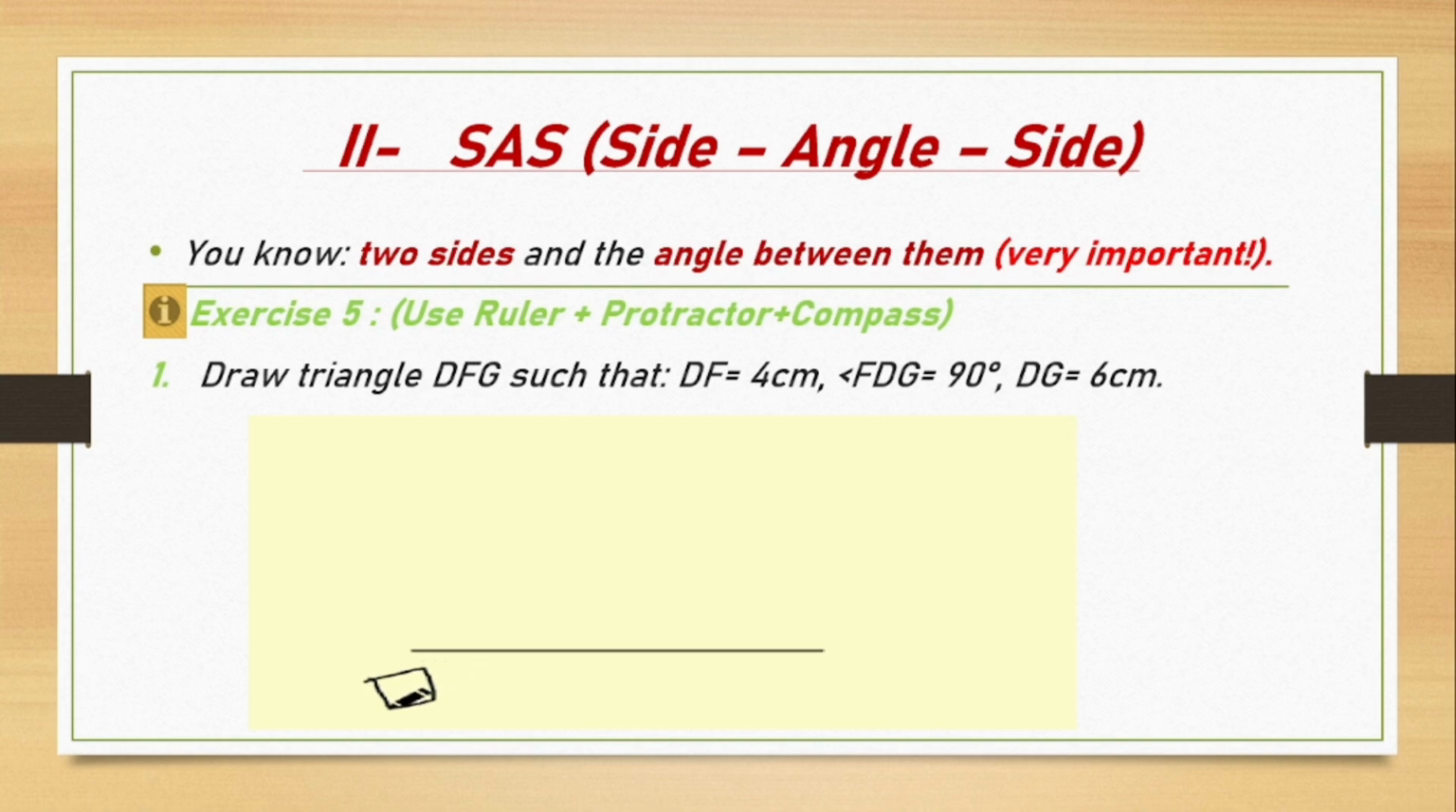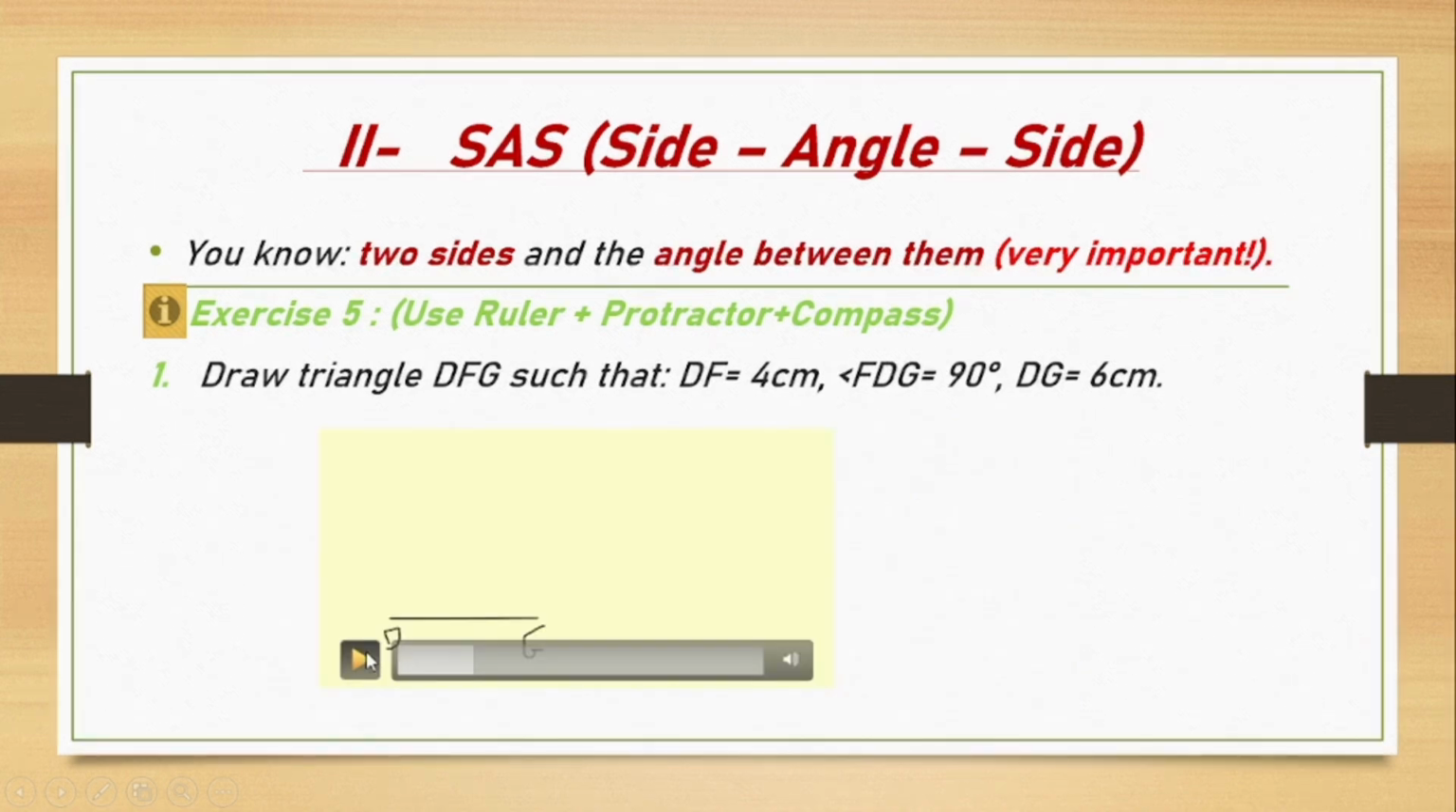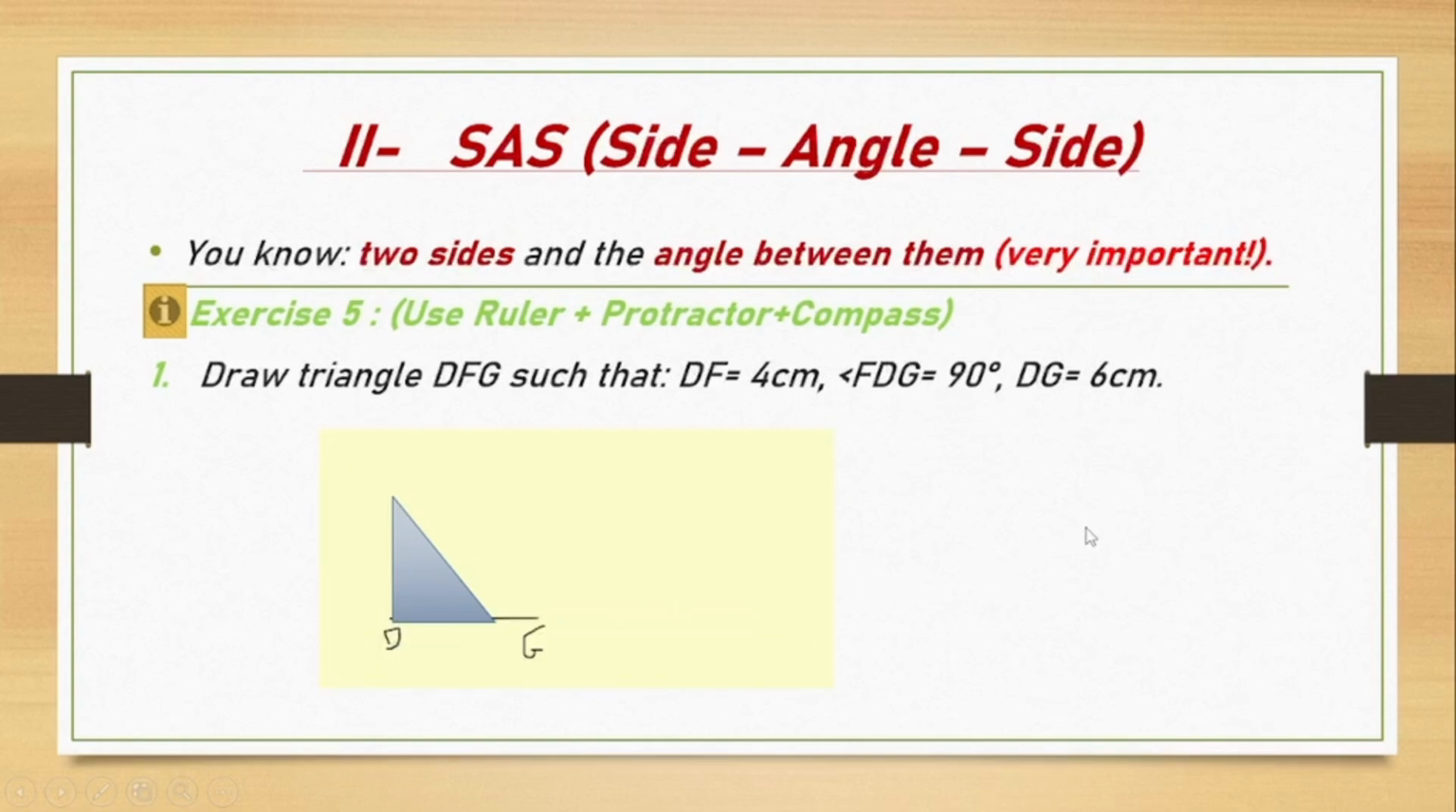DG. Now place one side of the set square on the line DG with the right angle touching point D. Then draw a line from D upwards.